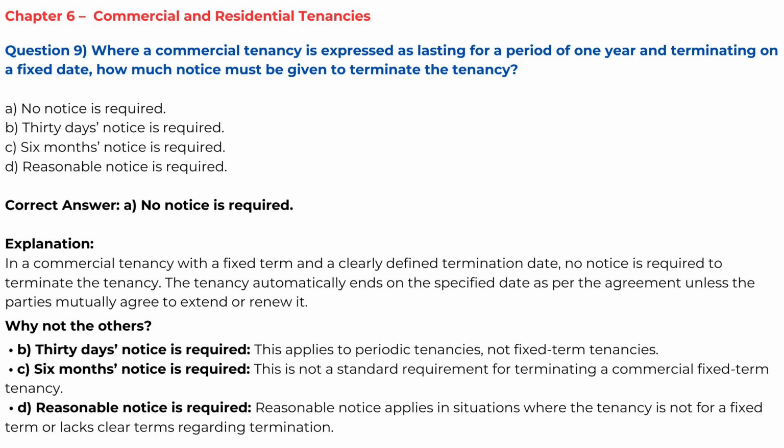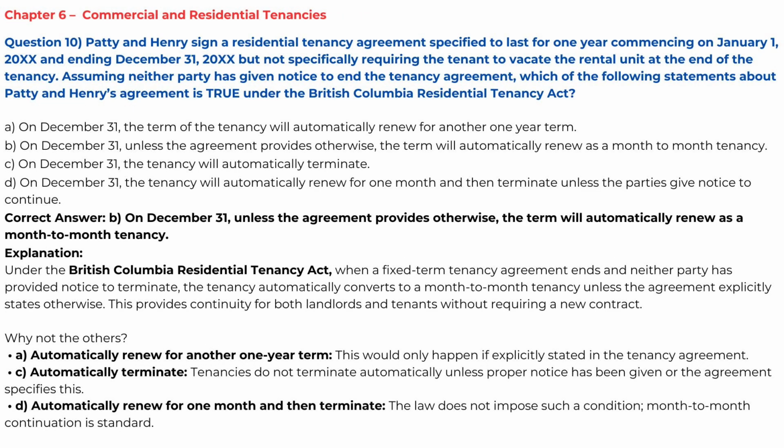C. 6 months notice is required. This is not a standard requirement for terminating a commercial fixed-term tenancy. D. Reasonable notice is required. Reasonable notice applies in situations where the tenancy is not for a fixed term or lacks clear terms regarding termination. Question 10.